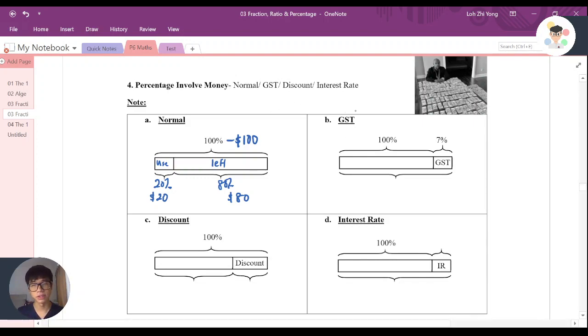Let's look at B, GST. Sometimes the questions might ask you about GST. Now, GST, you know that it's a tax, right? So it's the amount of money they will charge you extra, and this is the amount that you need to pay, okay? So for example, in Singapore, we know that GST is now fixed to 7% so far.